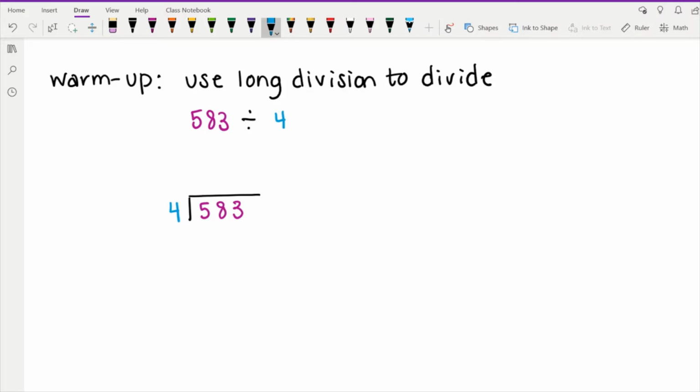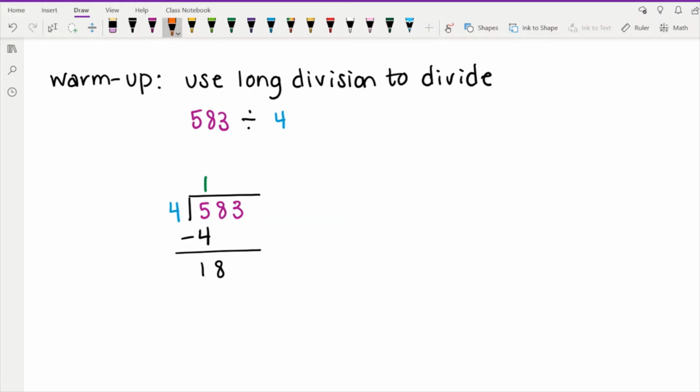Okay, so how do you do long division? Well, the first step is taking the number you're dividing by and seeing how many times it goes into the first number here. So how many times does 4 go into 5? It only goes in one time, so I'm going to put a 1 up here. Then we multiply 1 times 4 and get 4, and put that below. Then you subtract. 5 minus 4 is 1, and then we bring down the next digit, which is 8.